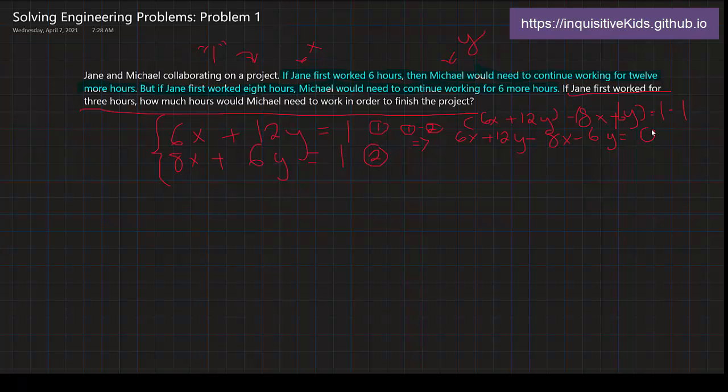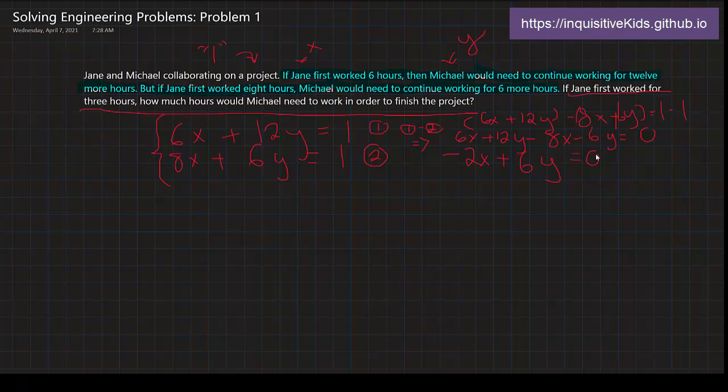Now we combine like terms. First, we have 8x subtracted from 6x. We combine them, it's negative 2x. And then we add the difference between 12y and 6y, which would be 6y. That would be equal to 0.